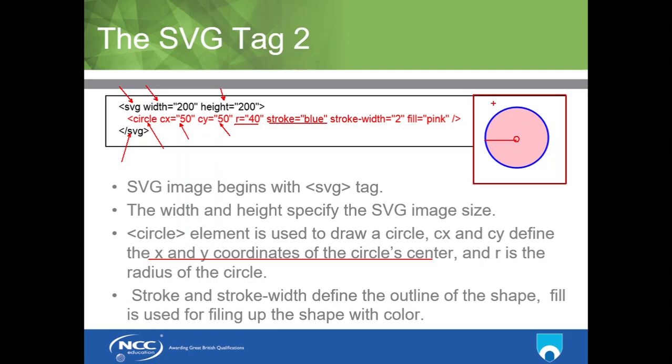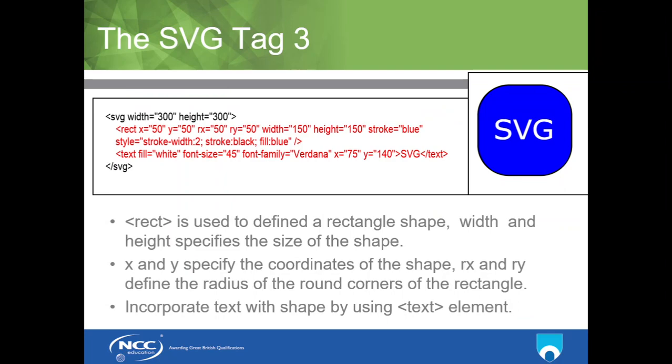Then stroke is the border color. You can see here it's blue. Then stroke width is the width of this border. So if you put 2, it's going to be like that. If you put 1, it's going to be thinner than that. Then fill is used to fill the color inside the circle. So fill pink. That is how, for example, you can draw a circle using a scalable vector graphic.